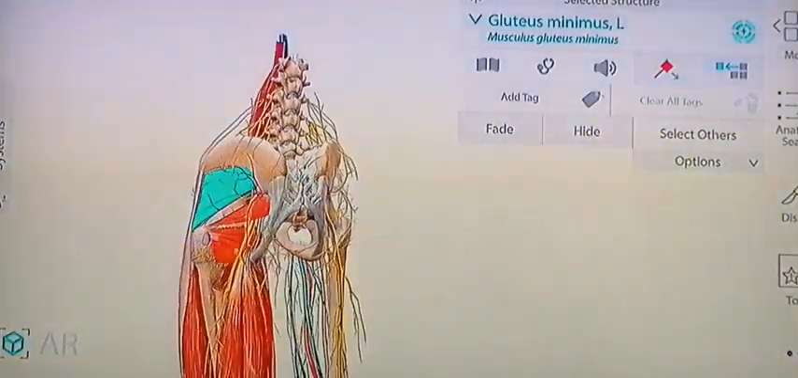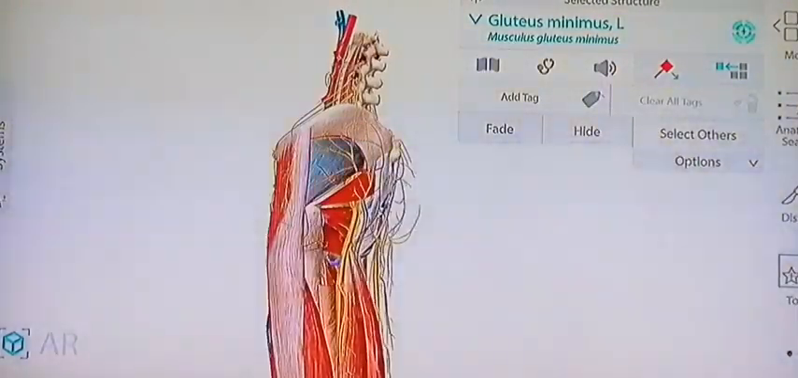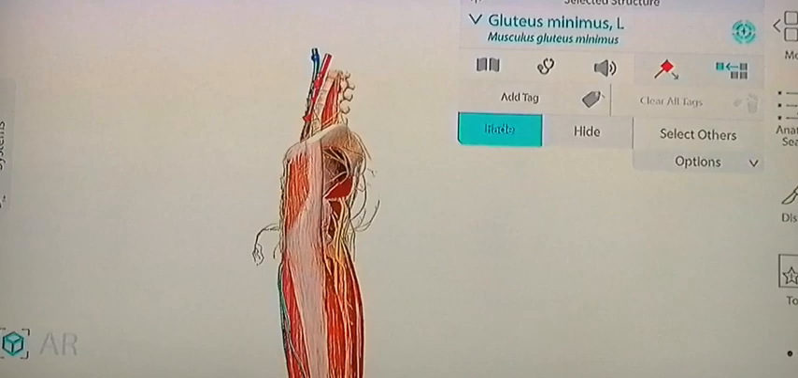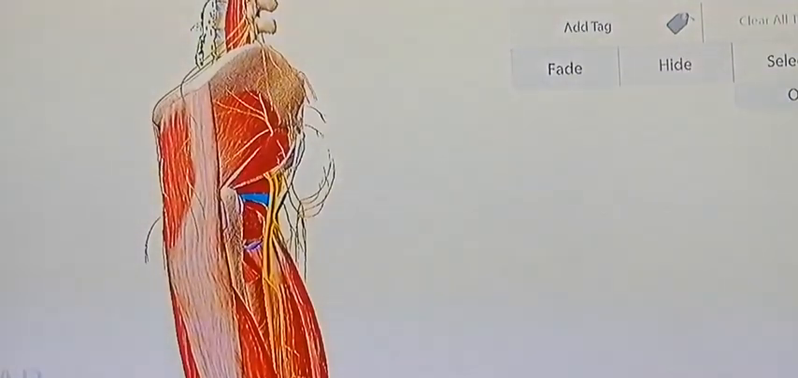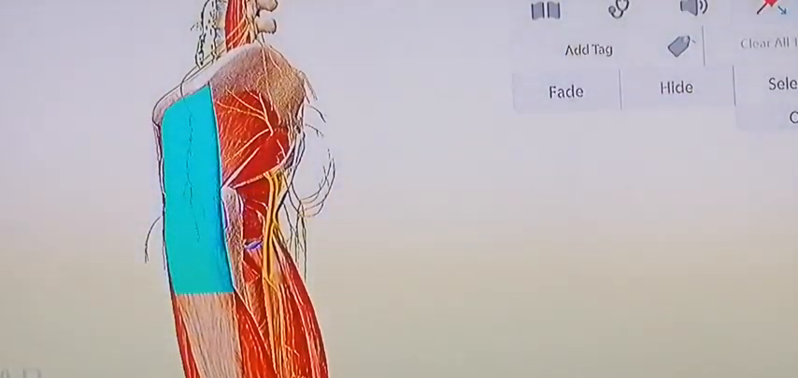In addition to this muscle, I am talking about the tensor fascia lata. This is tensor fascia lata. Its origin is from the iliac crest and its insertion is to the iliotibial tract.